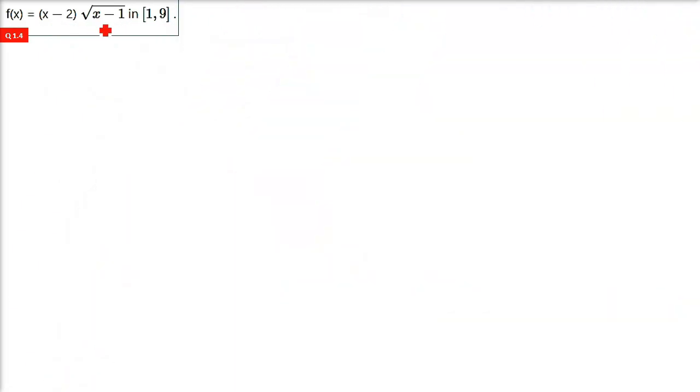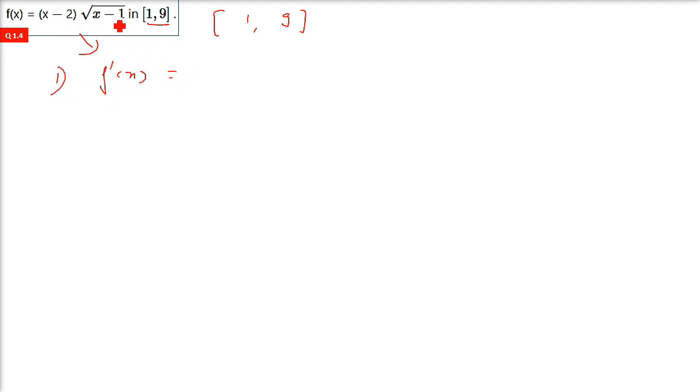Now we have (x minus 2) into under root (x minus 1) in 1 and 9. So 1 and 9 are the critical points. And we would like to check, are there any other critical points which we need to check for the absolute maximum or minimum. First thing we'll do is the differentiation.